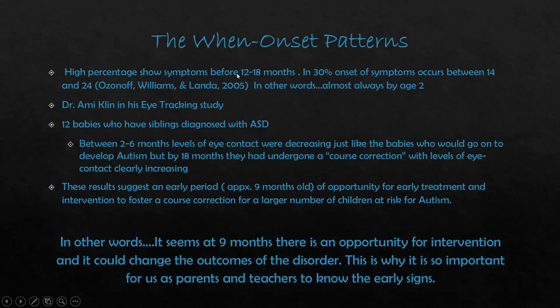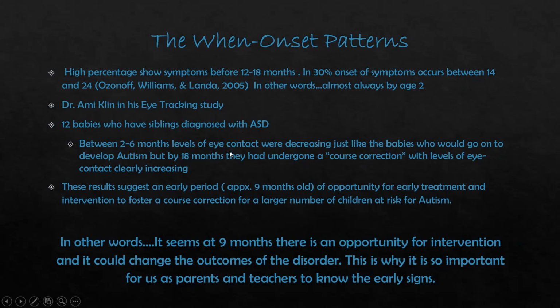So what we're seeing is a huge percentage of symptoms are shown before 12 to 18 months, okay? 30% of symptoms occurred between 14 and 24 months. In other words, it's almost always by age 2. So there's a great study. It's an eye tracking study that's really popular by Dr. Klein. 12 babies who had siblings that were diagnosed with ASD, which is autism spectrum disorder. All right, try to follow me here.